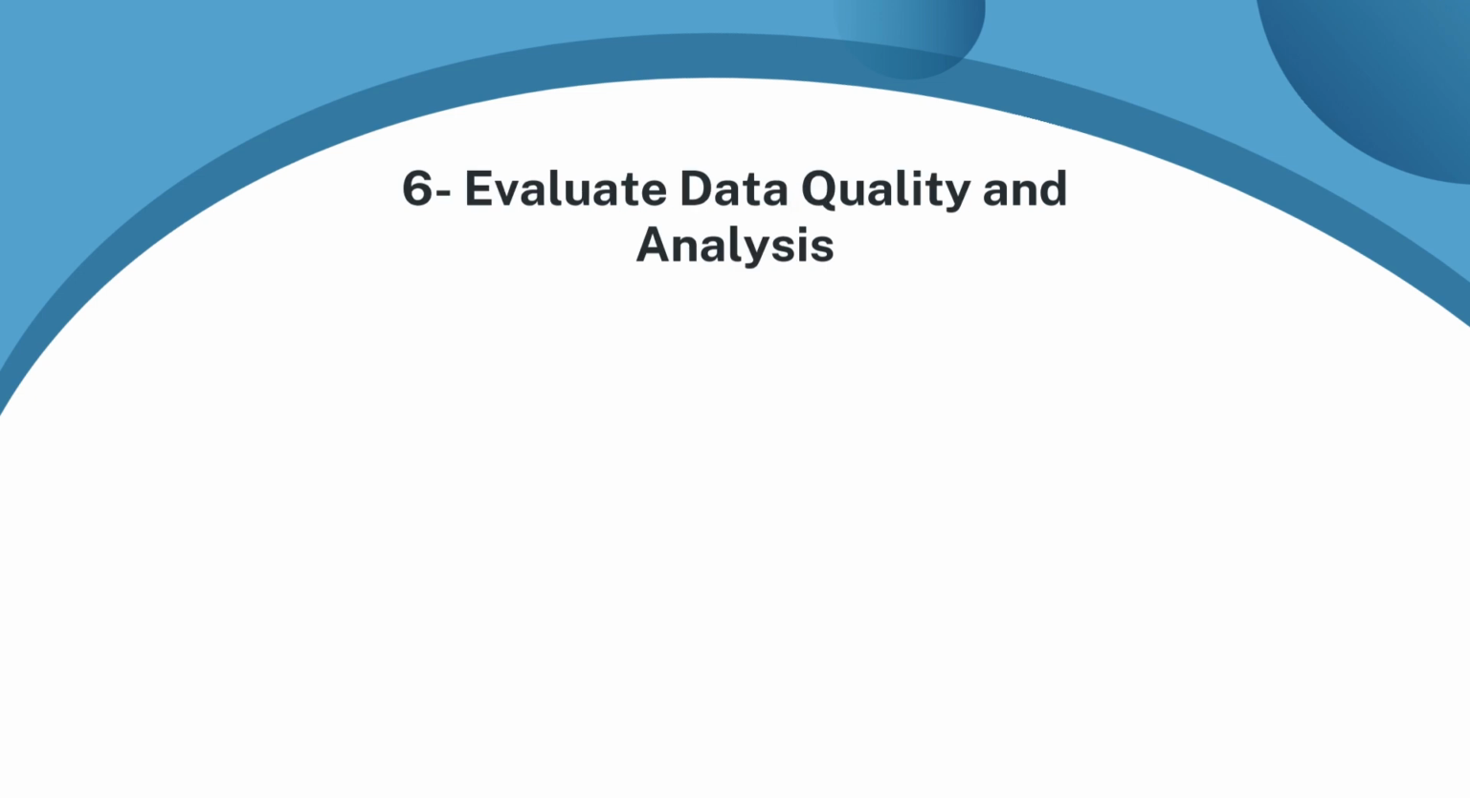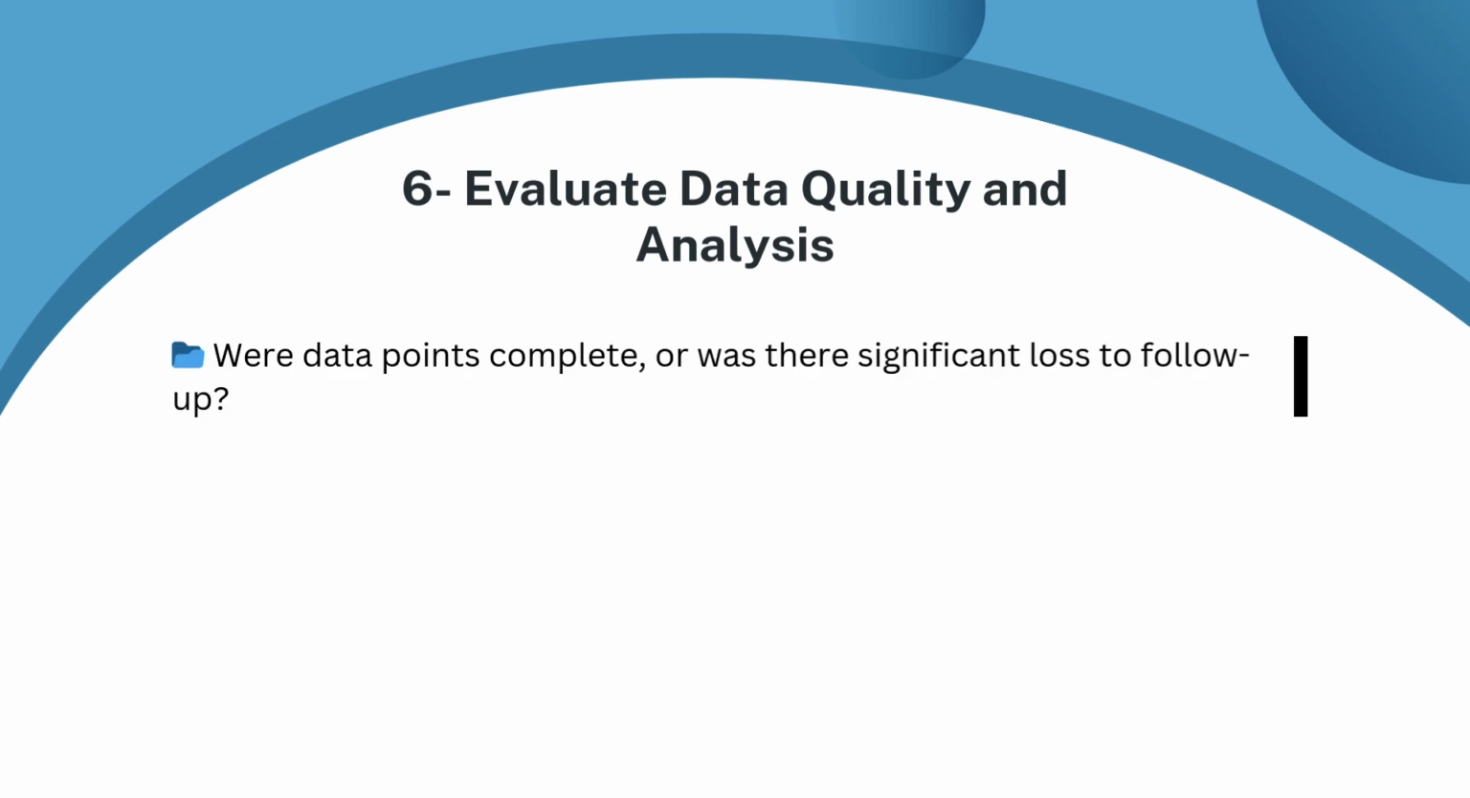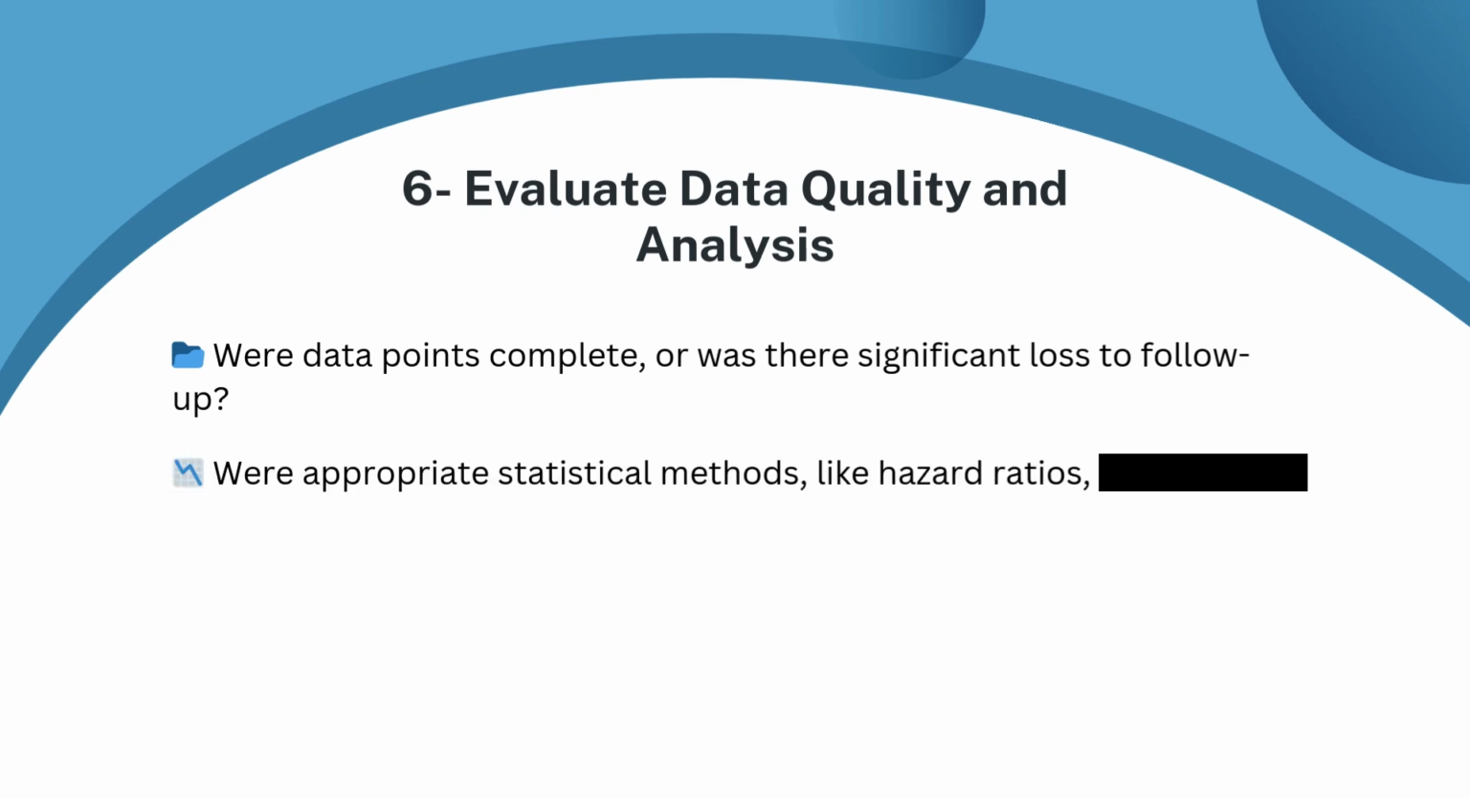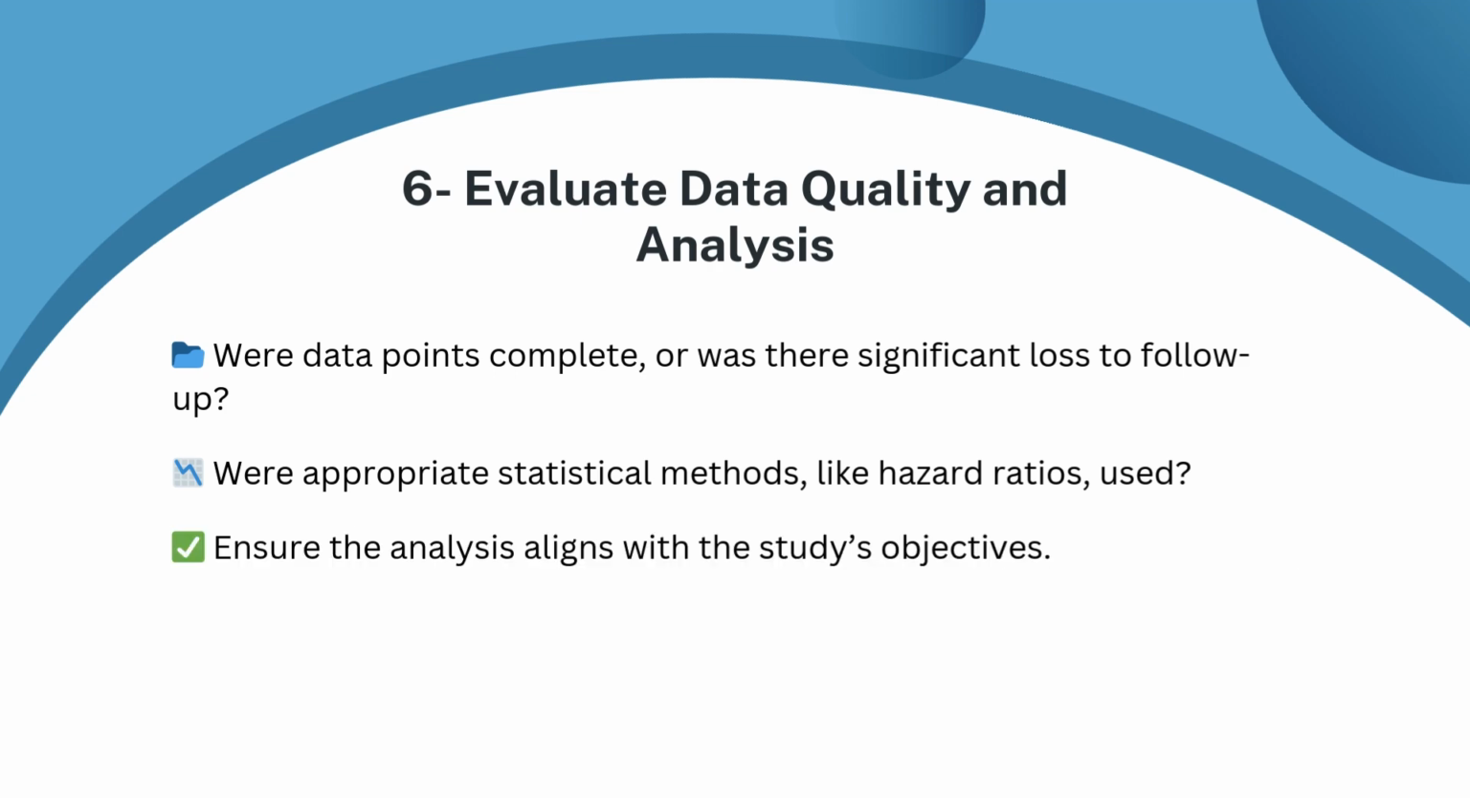6. Evaluate data quality and analysis. Completeness of data. Are data points complete, or is there a significant loss to follow up? Studies with high attrition rates may not provide reliable results. Statistical methods. Were appropriate statistical methods used to analyze the data? For example, hazard ratios are often used in cohort studies to measure the relationship between exposure and outcomes.